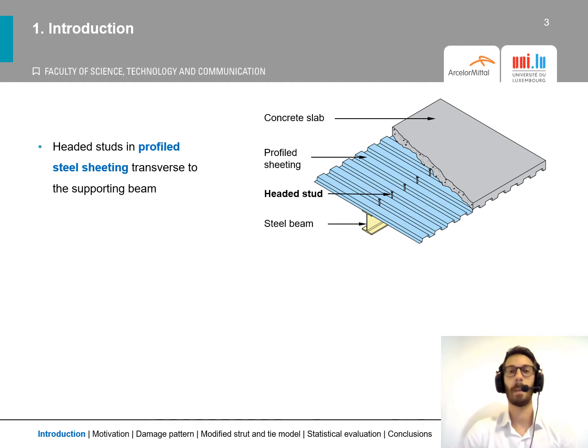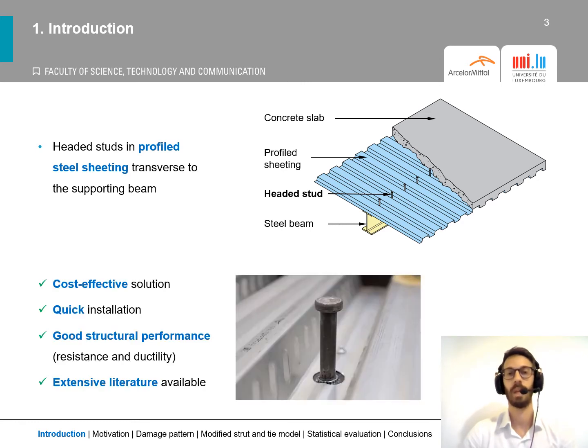So, a typical configuration used in the design of steel concrete composite structures is the following. A concrete slab and a downstand steel beam connected via head stud shear connectors, typically welded within the trough of a profile steel sheeting, here shown in the sketch. This solution is particularly popular because it is cost effective thanks to the quick installation of the connectors and their good structural performance, both in terms of resistance and ductility. Also, there is extensive literature available from the last decades, which makes this solution and this connector particularly reliable.